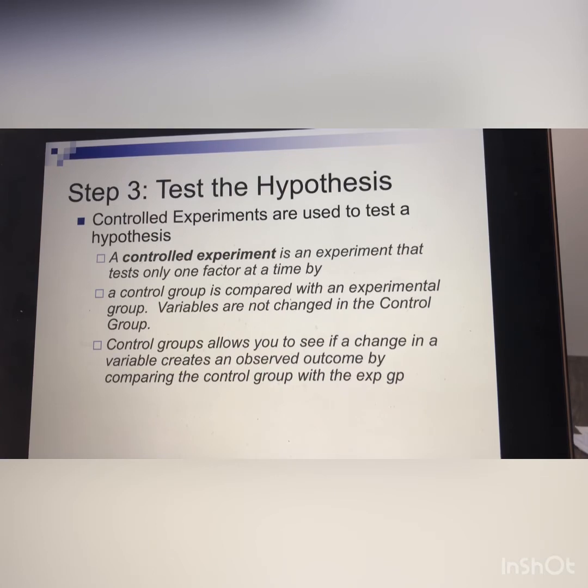The control groups allow you to see if a change in a variable, such as changing the location of where that glass of water is, creates an observed outcome. We want to see how it creates an outcome by comparing and contrasting the different locations that we would have put that glass of water. So the control group, or the controlled glass of water, would be the water in the house. All of the other groups would be the uncontrolled variables.